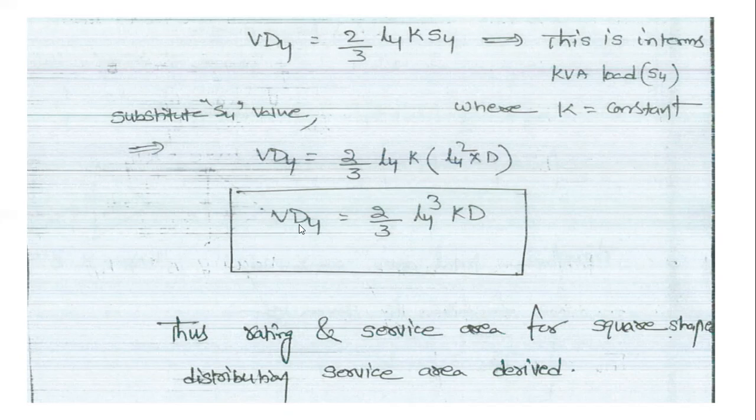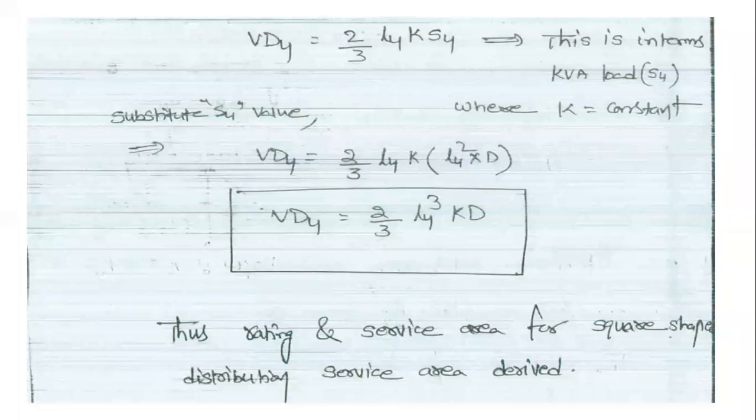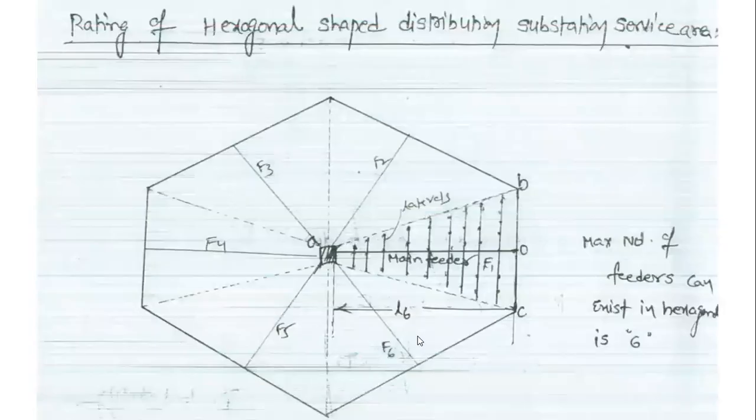Therefore, the voltage drop for 4 feeders, VD4, is equal to 2 by 3 L4 cube K into D, where K is the constant. L4 into L4 square is L4 cube, so VD4 is 2 by 3 L4 cube into K into D. This is the total voltage drop for the 4 feeders. Thus, the rating and the service area for the square shape distributed service areas are derived.